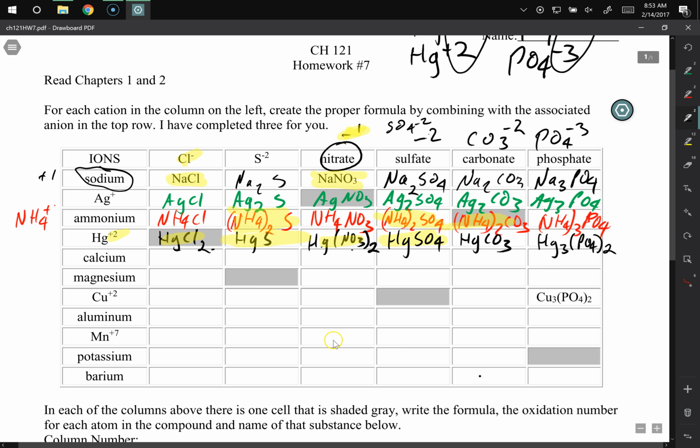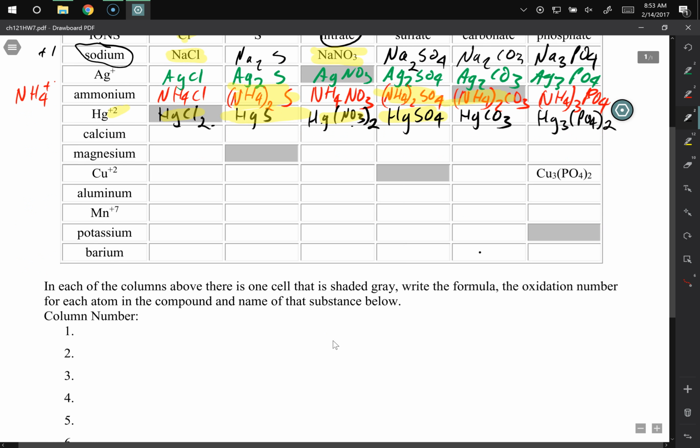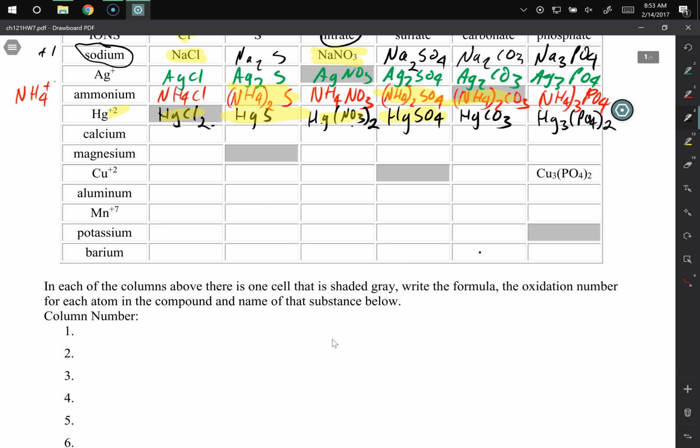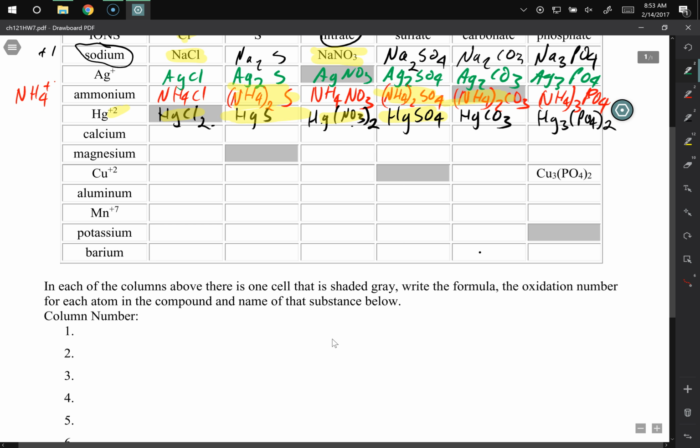Okay, so how is this next row going to compare to the last row? Calcium's plus 2, the mercury was a plus 2, so it's exactly the same ratio, right? So I'm going to end up with whatever it said in the last row, it's going to say here. So CaCl2, CaS, Ca(NO3)2, CaSO4, CaCO3, Ca3(PO4)2.